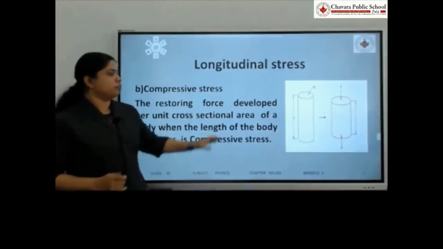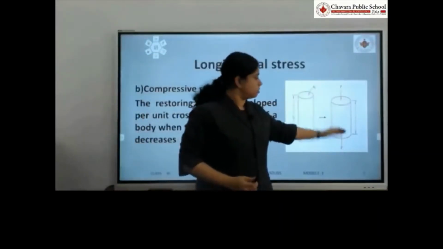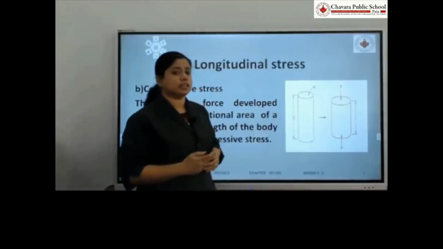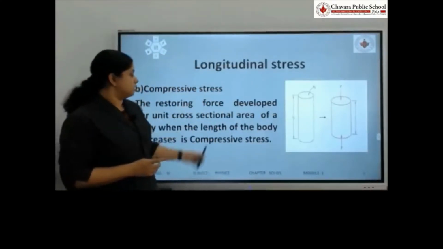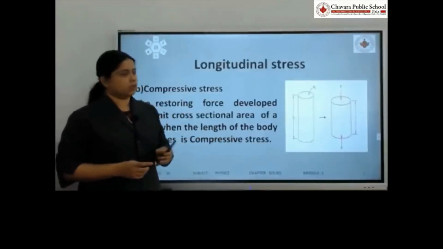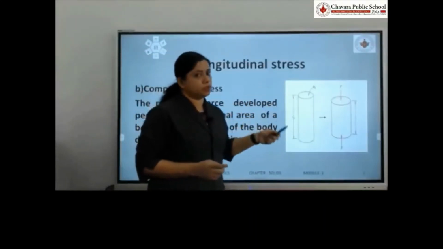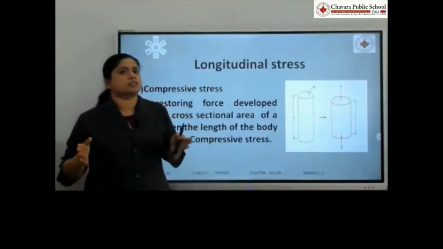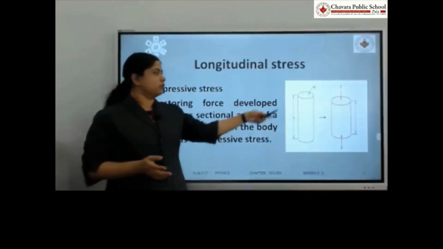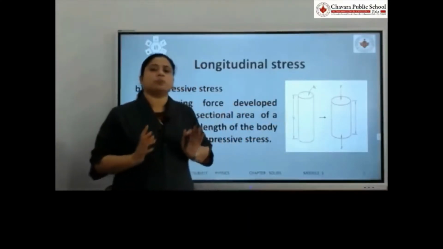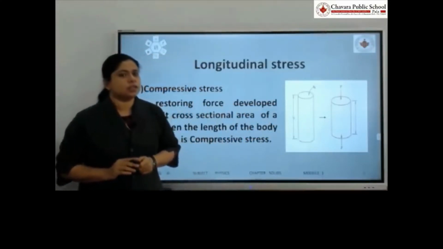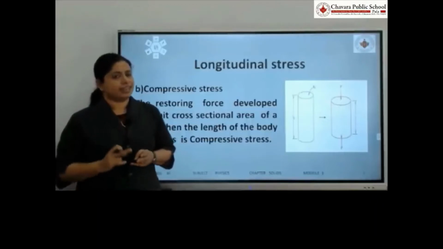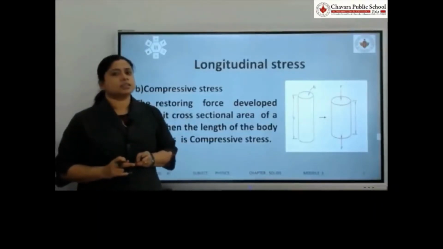Suppose we apply equal and opposite forces in the opposite direction, the length of the body decreases. If the length of the body decreases, then the stress is called compressive stress. In these two cases, the length of the body changes. In the first case, if the length increases, that is called tensile stress, or if the length of the cylinder decreases by the applied force, that stress is known as compressive stress. So, longitudinal stress is divided into two types, one tensile stress and the second one is compressive stress.